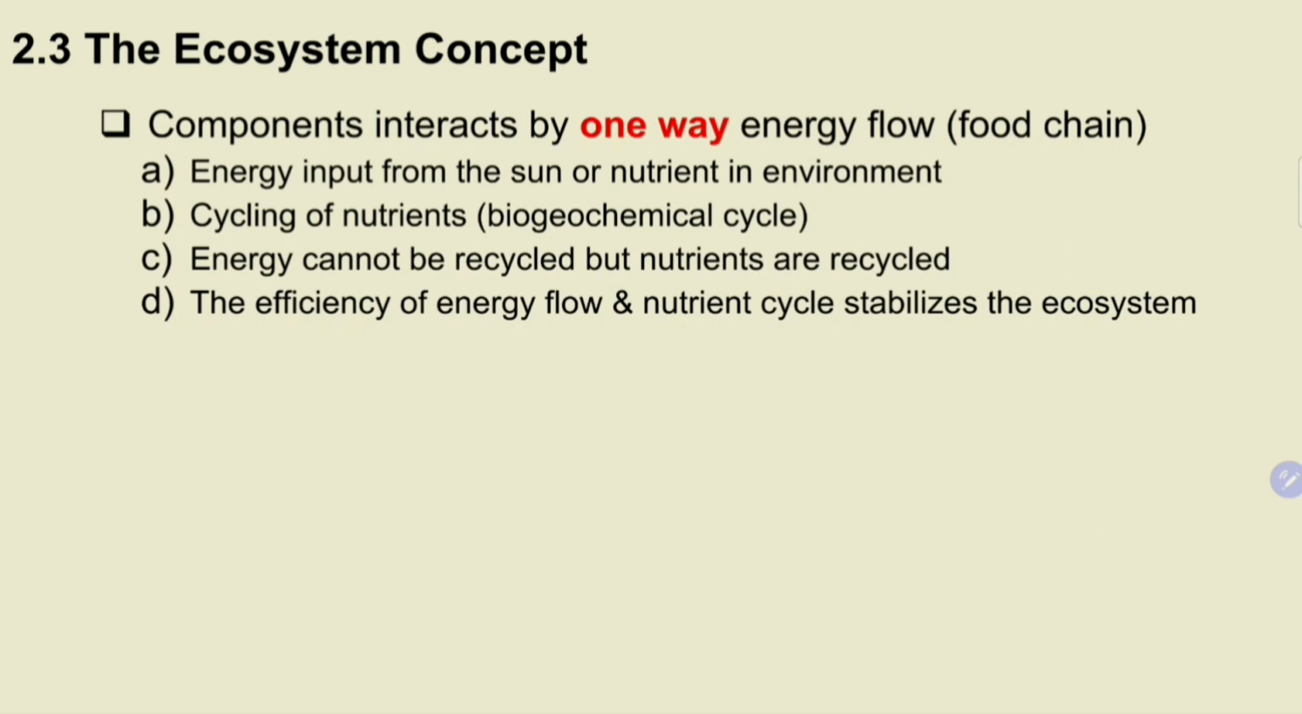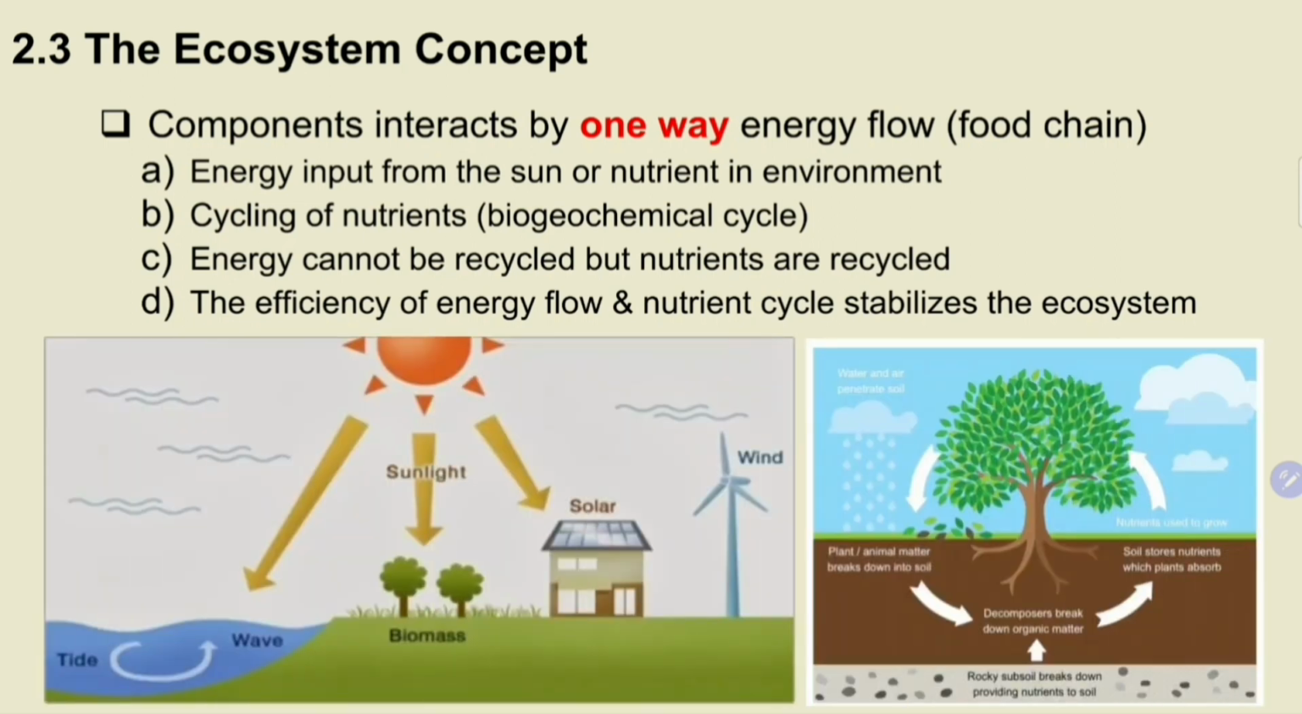Ecosystem also involves cycling of nutrient in the form of biogeochemical cycles between the biotic and abiotic component. So nutrient yang ada dalam ecosystem can be recycled except for the energy. Energy cannot be recycled, but nutrient can be recycled. Dalam proses kita panggil sebagai biogeochemical cycle. So jangan confuse antara energy dengan nutrients. Next, the efficiency of the energy flow as well as the nutrient cycle will stabilize the ecosystem.